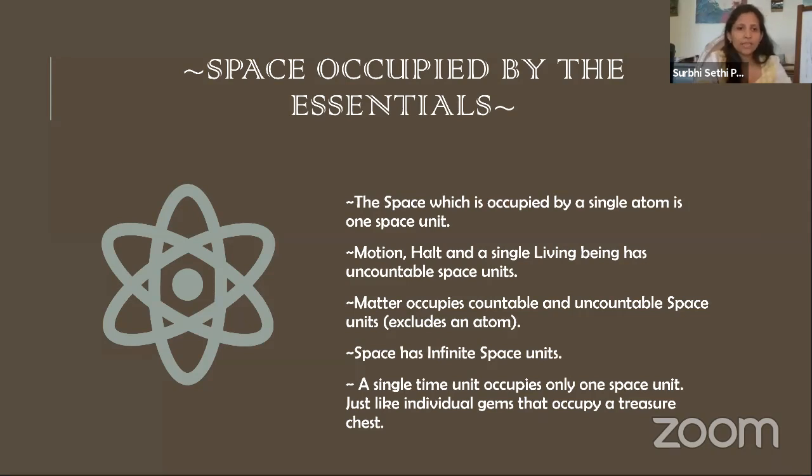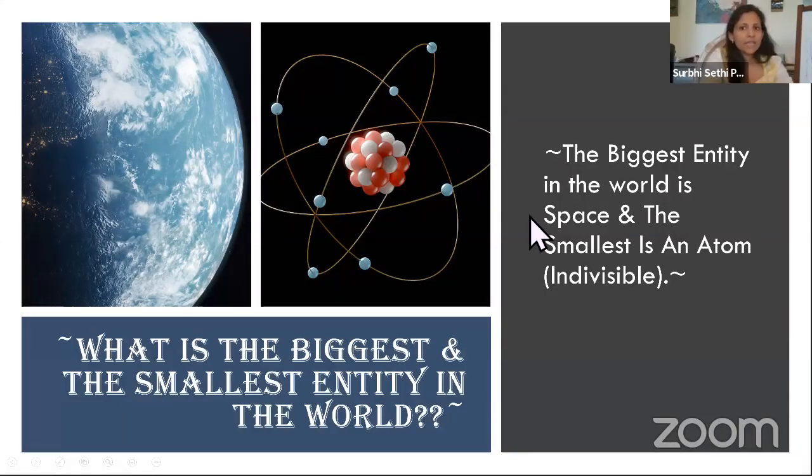Let's go to the next slide. Give me a thumbs up if this is easy and better for you to understand today. Okay, and a lot of thumbs up. Let's move forward. Next, we learned that the biggest entity in the world is space, and the smallest entity in the world is an atom.